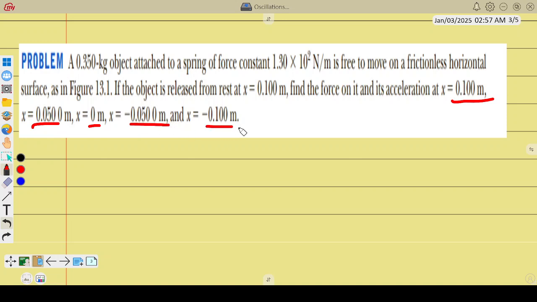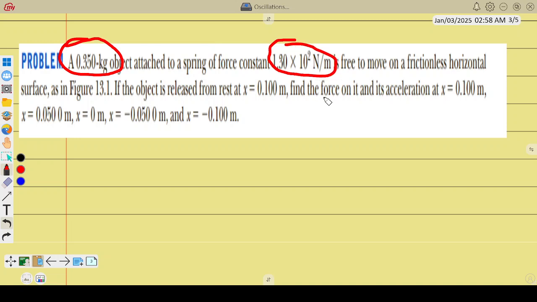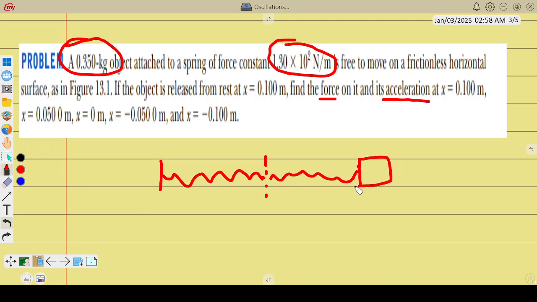I don't know if you're able to see, but let me quickly run you through. They have given us an object that has that mass with this spring constant, and they are telling us to find the force and acceleration at different positions. So we start with the first one. This would be the equilibrium, and then the object is somewhere here. It can be given in form of a pendulum. The principle remains the same.